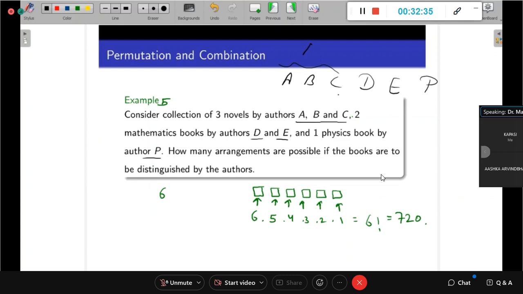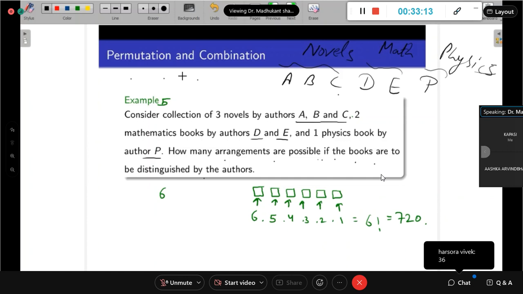Now these are novel writers, these are mathematicians, you can say, and this is by physicists. Now how many arrangements are possible? It's asking how many arrangements are possible if the books are to be distinguished by the authors. So it doesn't matter whether first is novel, second math and third physics. Only you have to distinguish by the author.